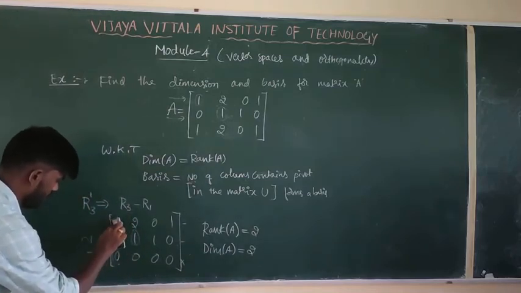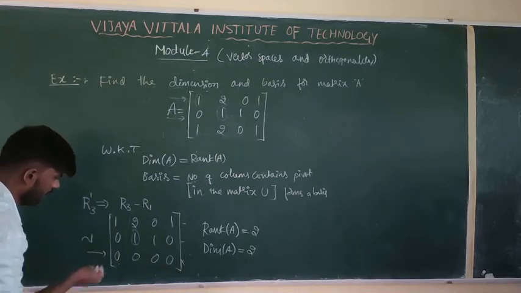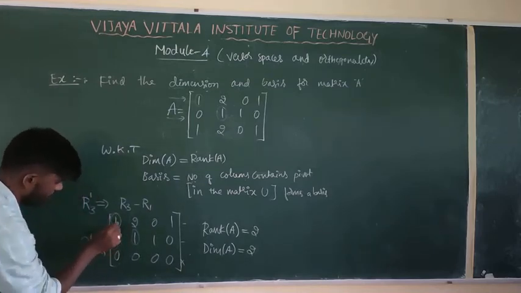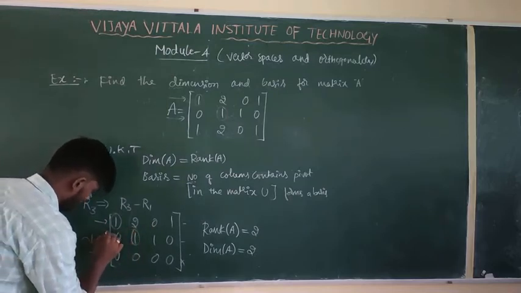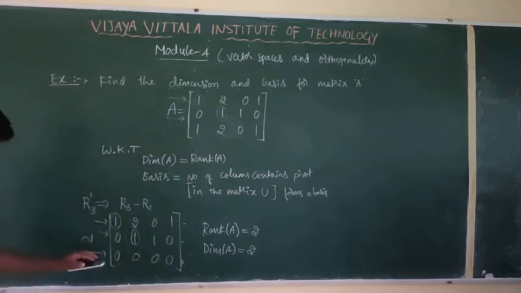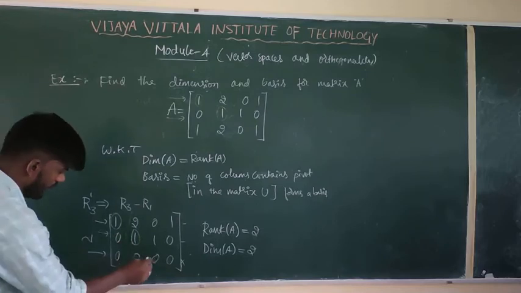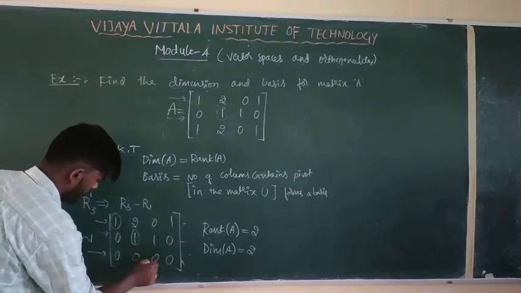Here the pivot element is the leading non-zero entry. This is the pivot element in the first row, and the pivot element in the second row. The first column, second column. And here the pivot element is 0. Here the pivot element is 0.